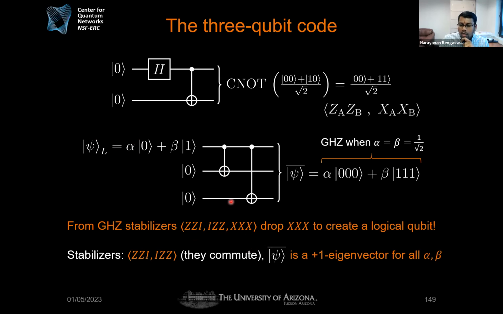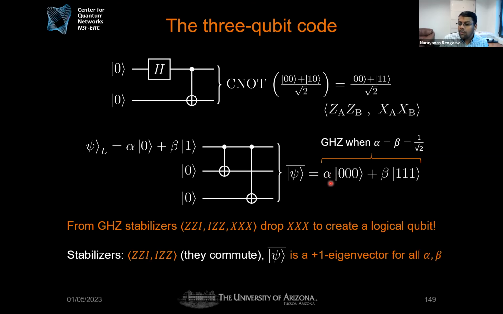And so this is how you can change the GHZ state into a code state. So for the code, you have 2 stabilizers. We already know they commute. And this psi bar is a +1 eigenvector of these 2 stabilizers for any alpha and beta. So if you have 1 qubit of information where you picked some alpha and beta to store your information, then you can encode it into this 3-qubit code using this circuit. And the output will be alpha 000 plus beta 111, where your information is still contained in alpha and beta.